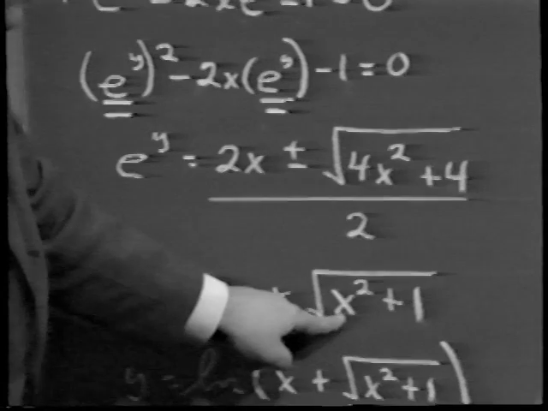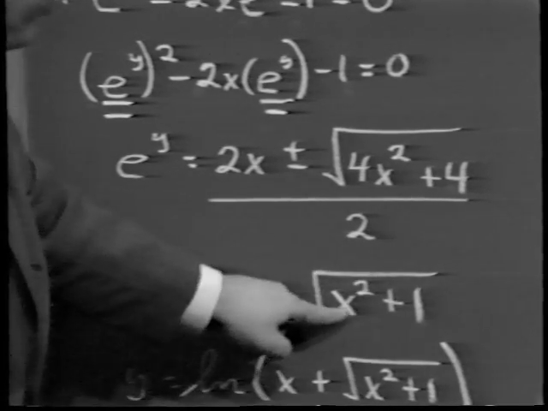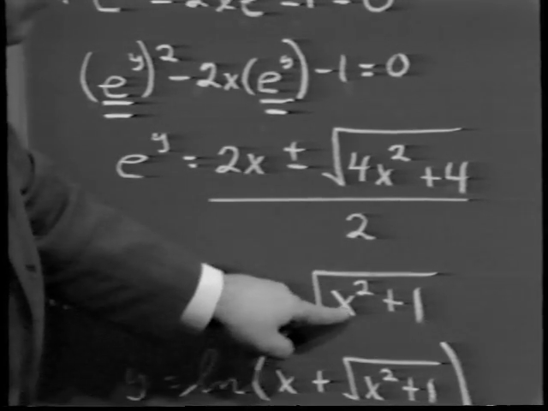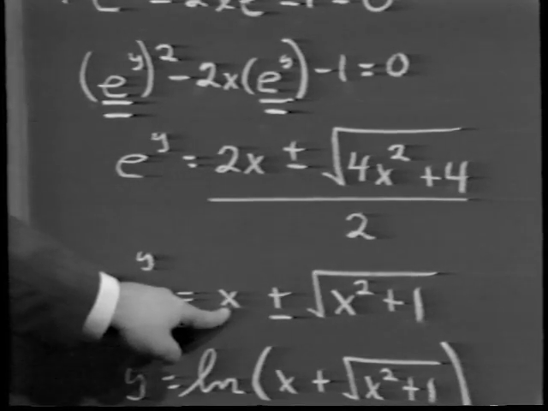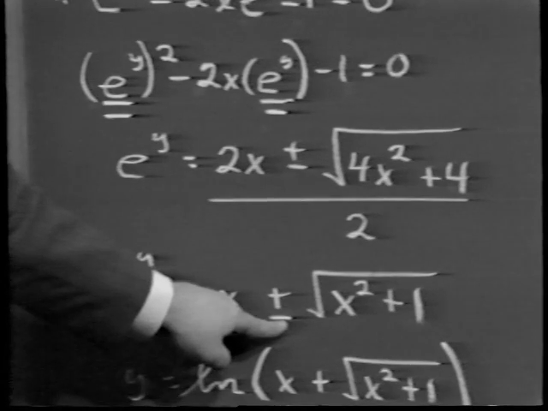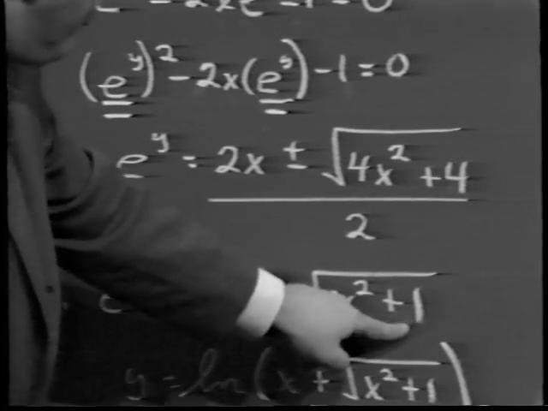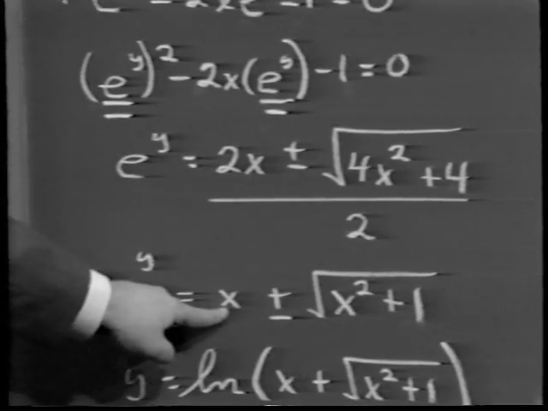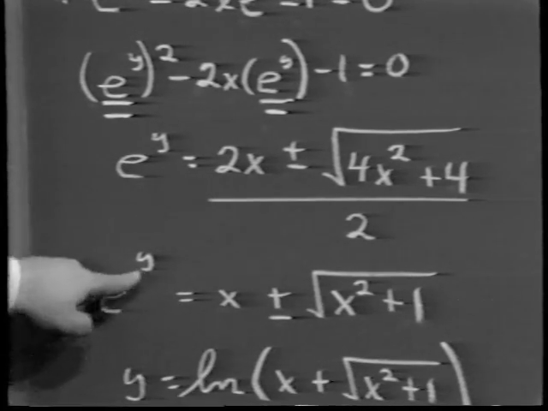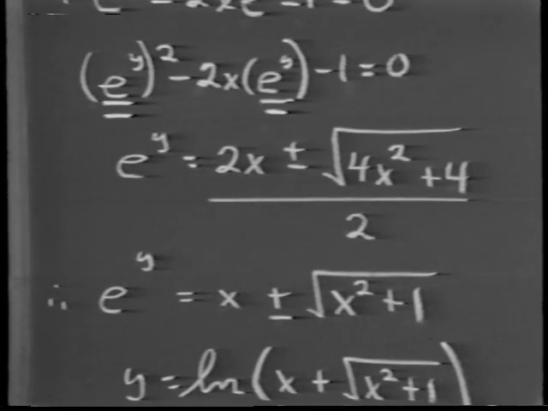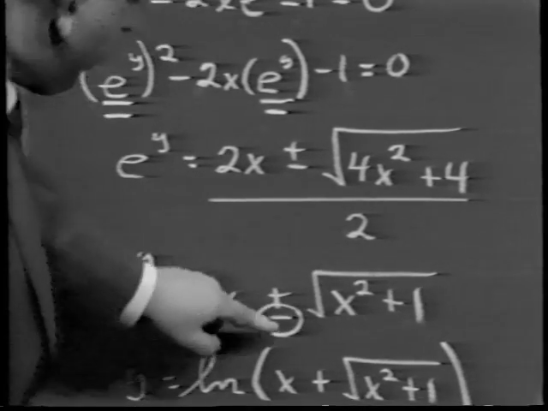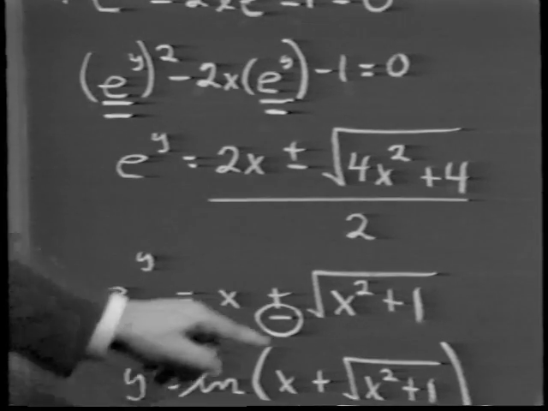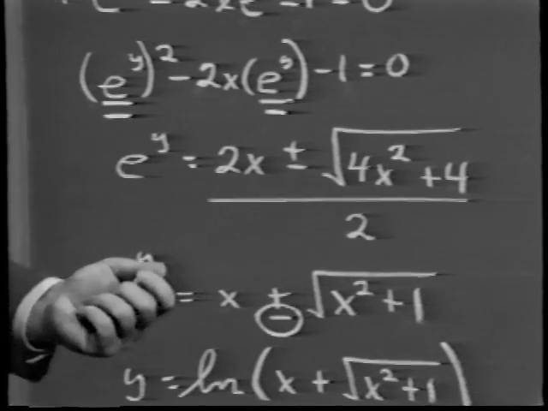You see, x would be just the positive square root of x squared. So the positive square root of x squared plus 1 is bigger than x in magnitude. Consequently, if I use the minus sign here, I'd be taking away more than what I had. That would make my answer negative, which would be a contradiction since e to the y can't be negative. In other words, in terms of this particular problem, the minus sign here is extraneous.